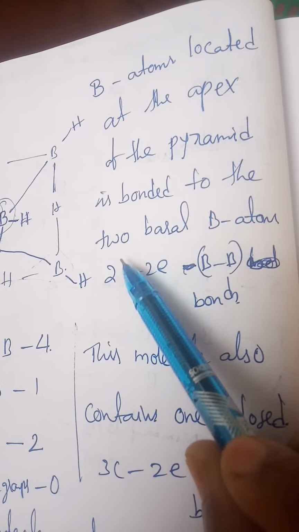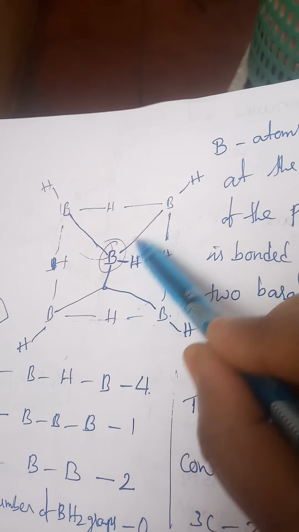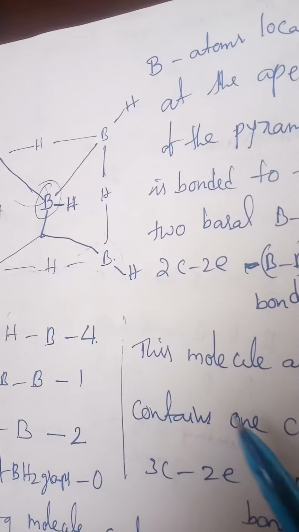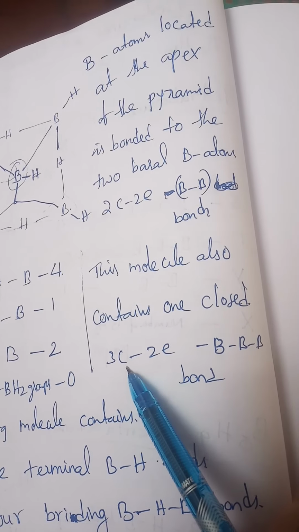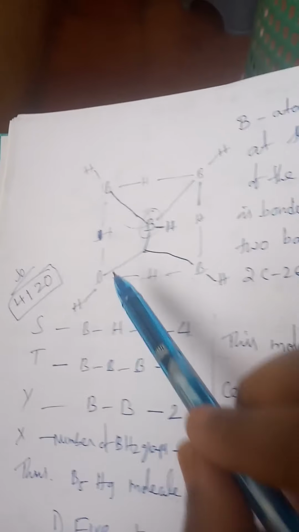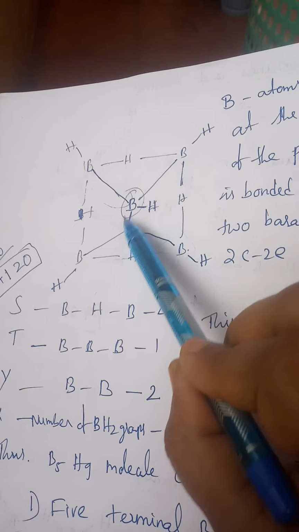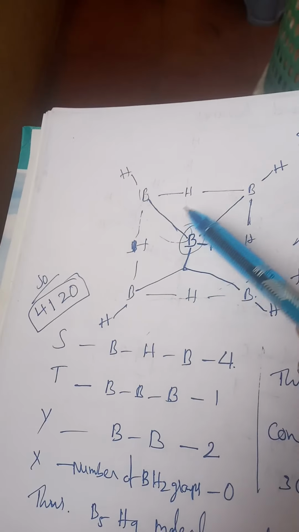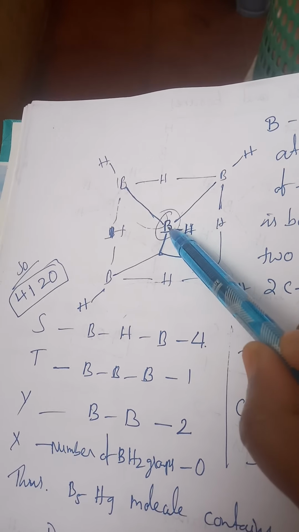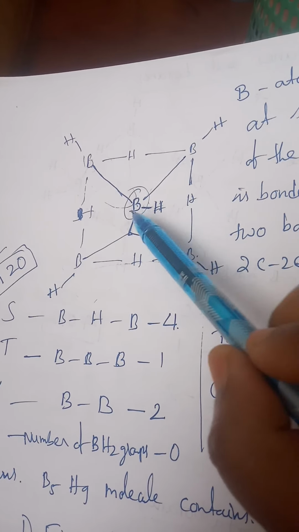Here the bond between basal boron atoms is a 2 center 2 electron BB bond. So only these two are BB bonds. And again this molecule contains a closed 3-centered 2 electron BBB bond. So the remaining boron is closely related like this, forming BBB 3-centered 2 electron bonds. So the representation of the structure is like this. This is nothing but the BBB bond. It is a closed one, so it is in this position.